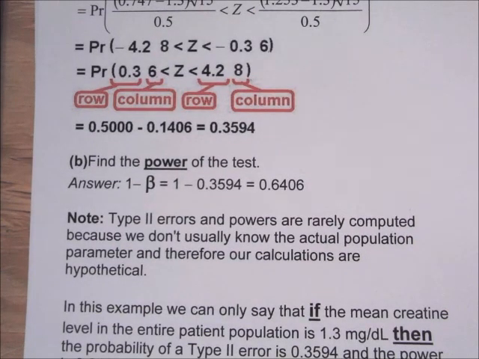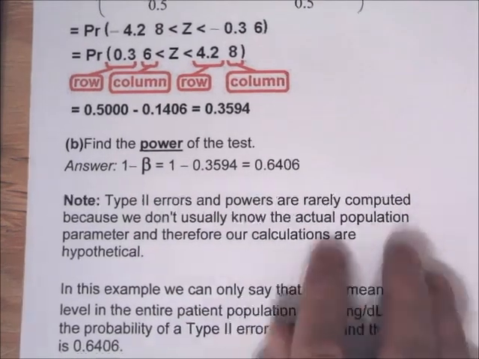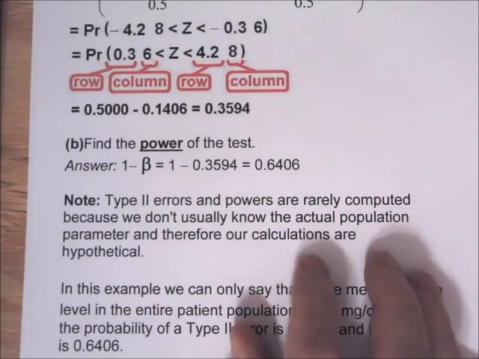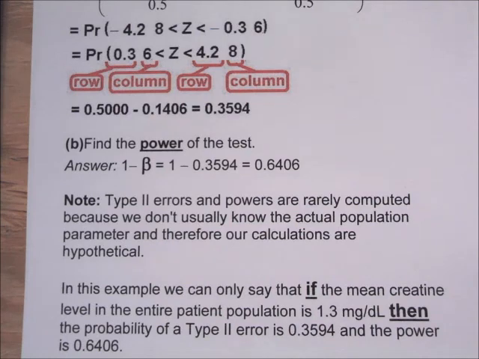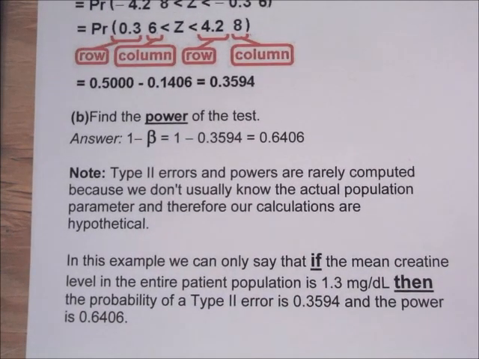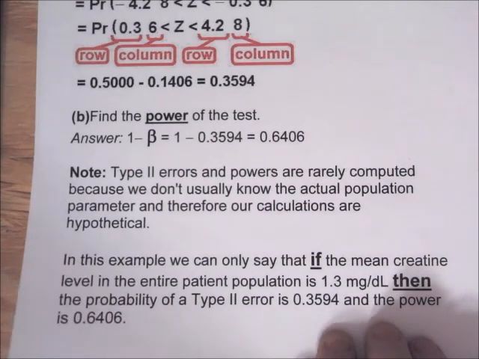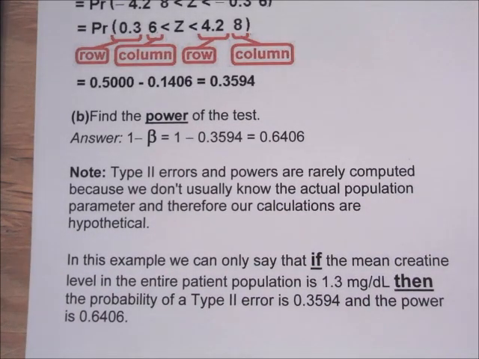Just a reminder that type 2 errors and powers are rarely computed because we don't know the actual population parameter, and therefore our calculations are hypothetical. In this example, we can only say that if the mean creatine level in the entire patient population is 1.3 milligrams per deciliter, then the probability of a type 2 error is 0.3594 and the power is 0.6406. And that concludes this presentation.